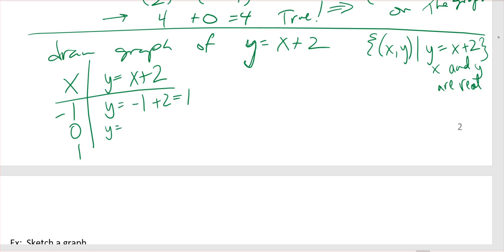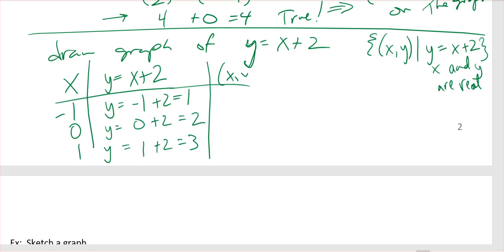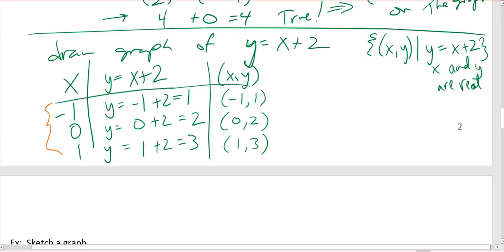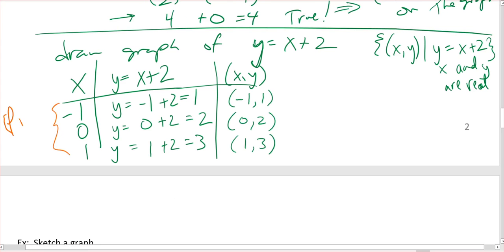Here we have y equals 0 plus 2, so that's 2. And for this one we have y equals 1 plus 2, which is 3. So this gives us ordered pairs (x, y), and we can write them as (-1, 1), (0, 2), (1, 3). There's not really anything special about -1, 0, and 1 other than that they are easy. So pick easy values, or maybe a better word than easy is convenient.